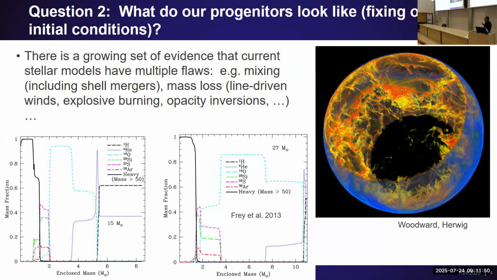And it's not just the convection. It's how are we putting in radiation transport in the stars? How are we doing mass loss? There's lots of different mass loss mechanisms. How do we understand this better? What really happens to the star as it evolves?